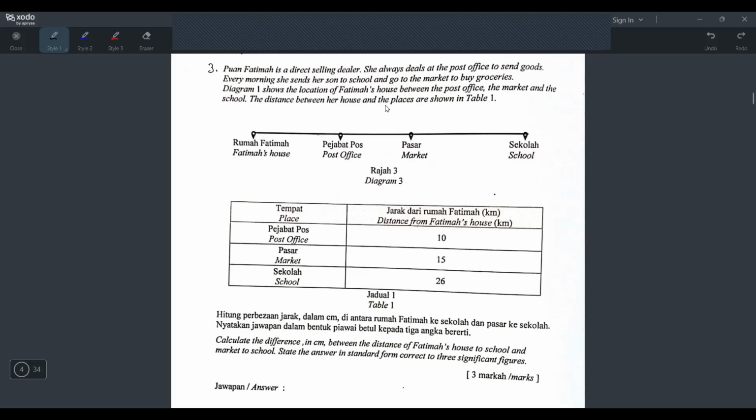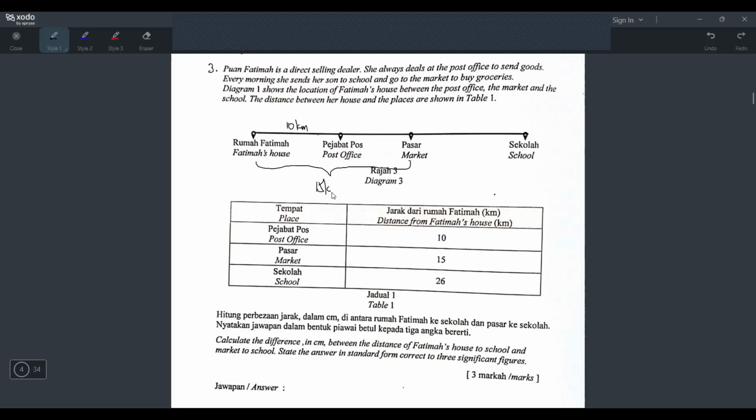The distances between her house and the places are shown in table 1. So this is the diagram and this is the table, right? So I think we can label, right? So the place is post office, and then the distance from Fatima house is 10. So Fatima house to post, this is 10. And then place market, distance from Fatima house is 15. So market from house is 15. So I think the 15 is here to here.